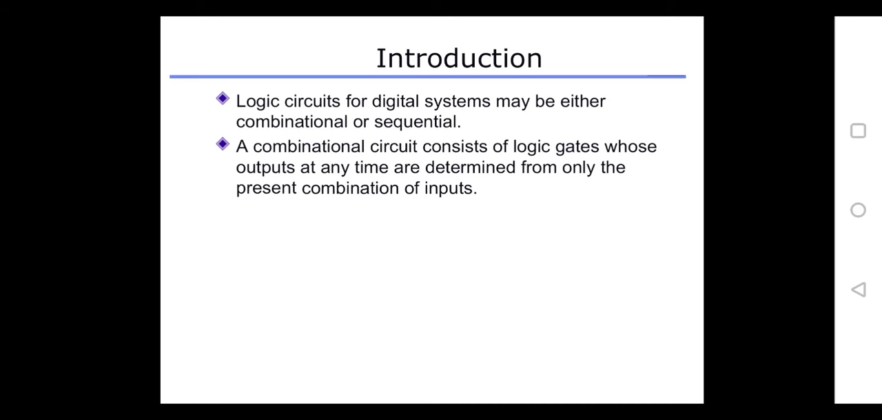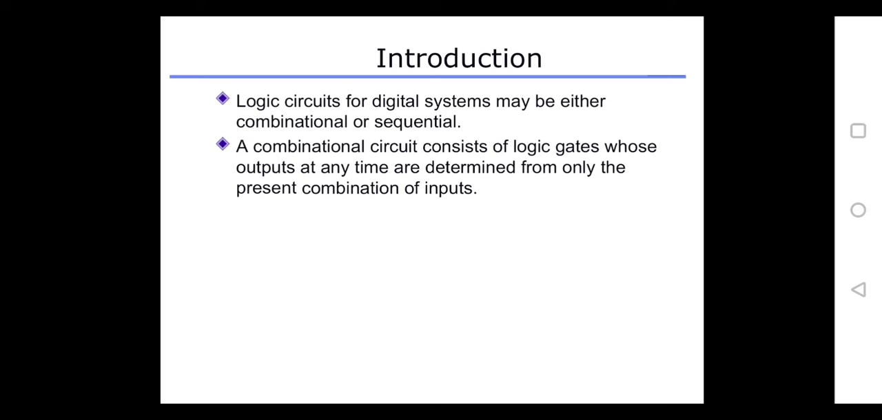Basically, digital systems are of two types. One is combinational and the other one is sequential. A combinational circuit is defined as a circuit in which the output at any instant of time depends only on the present input. Whereas in a sequential circuit, the output depends upon the present input as well as the previous output. So in order to get the output, it needs to store the previous values.